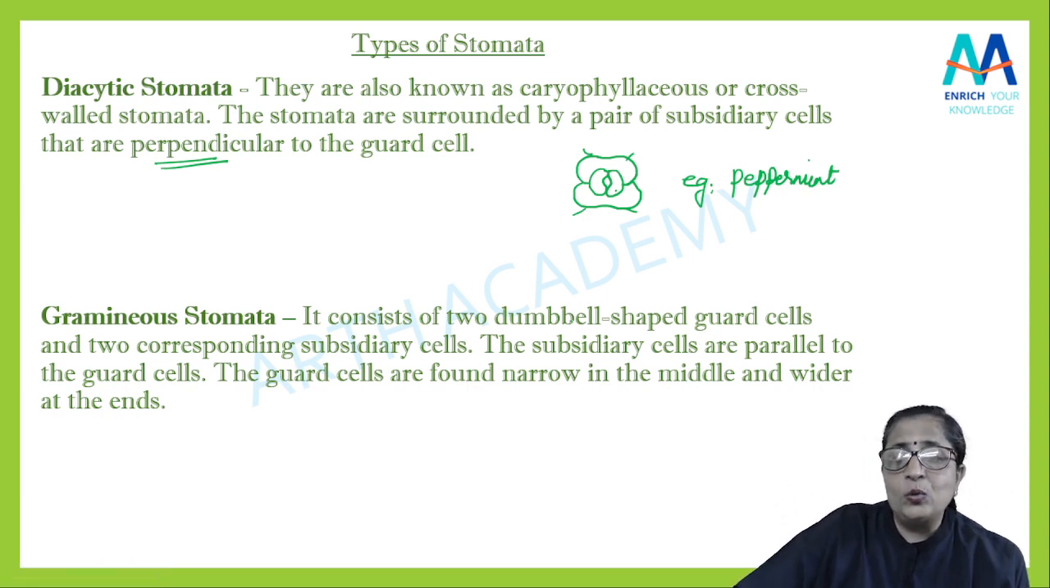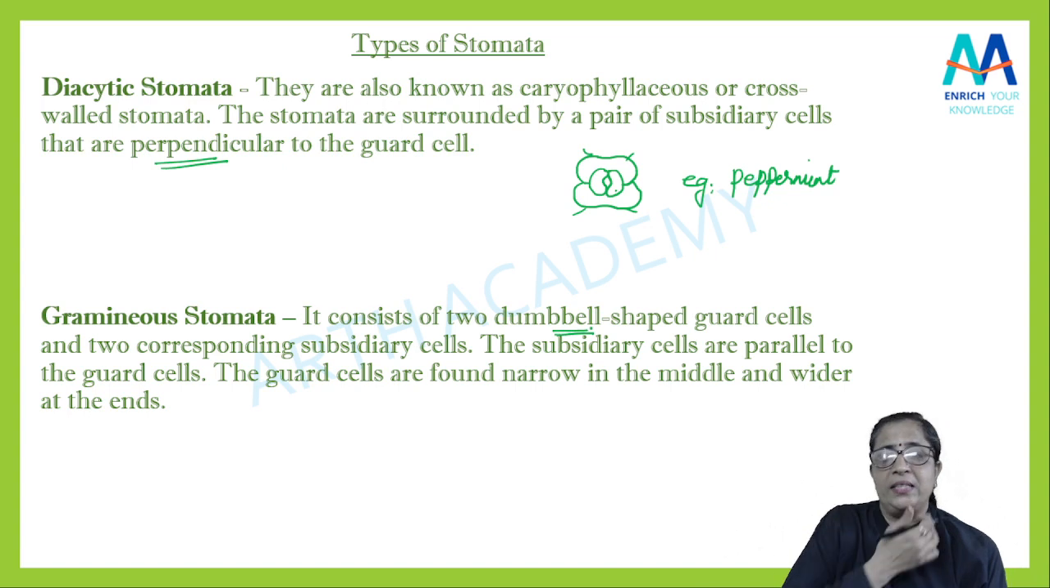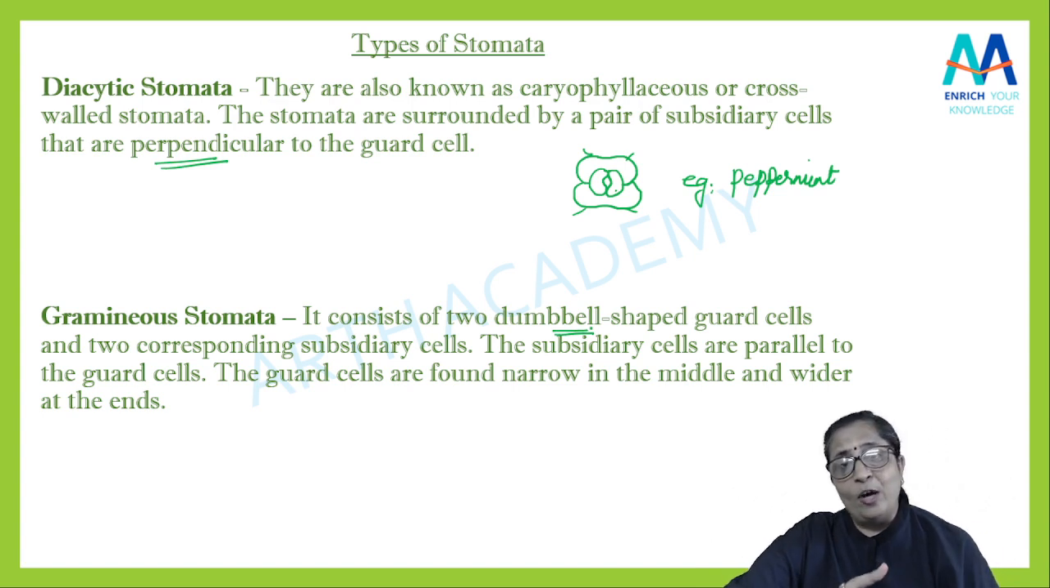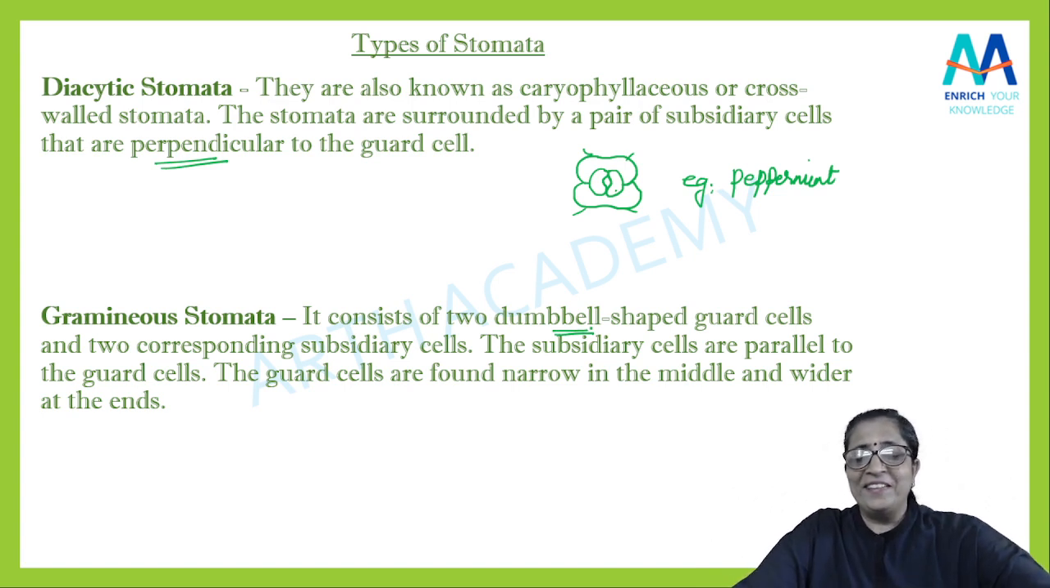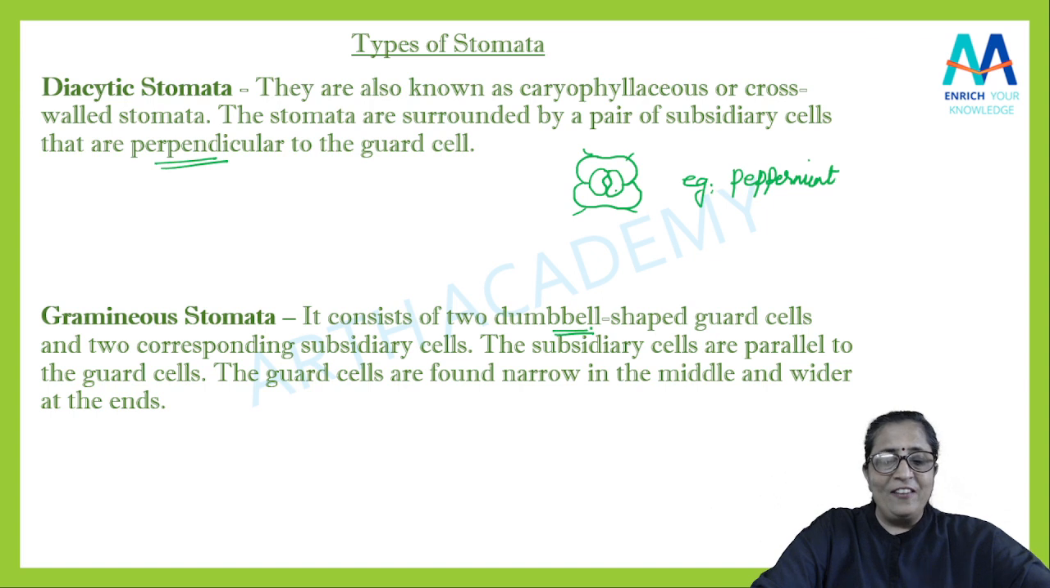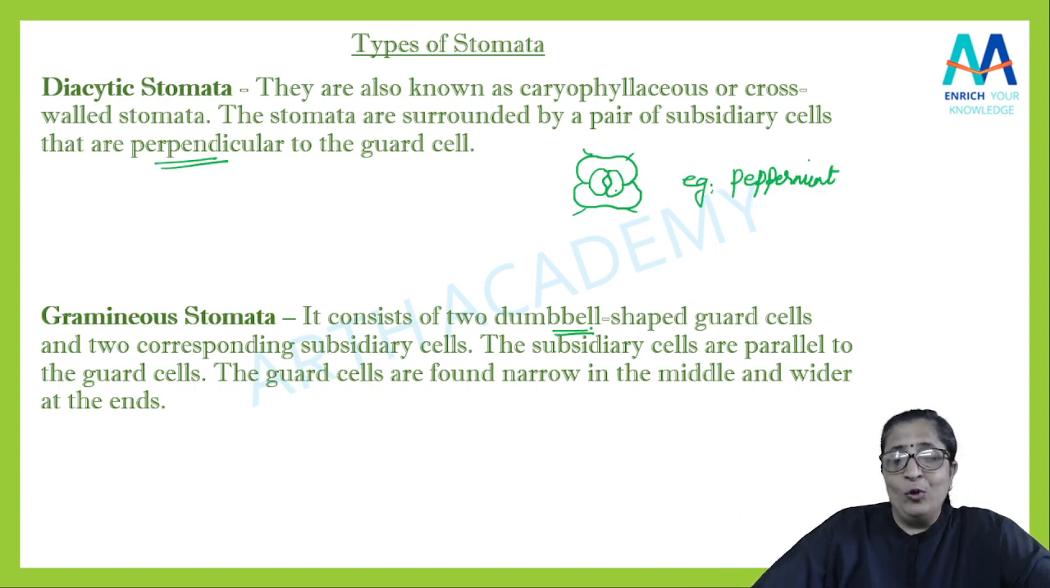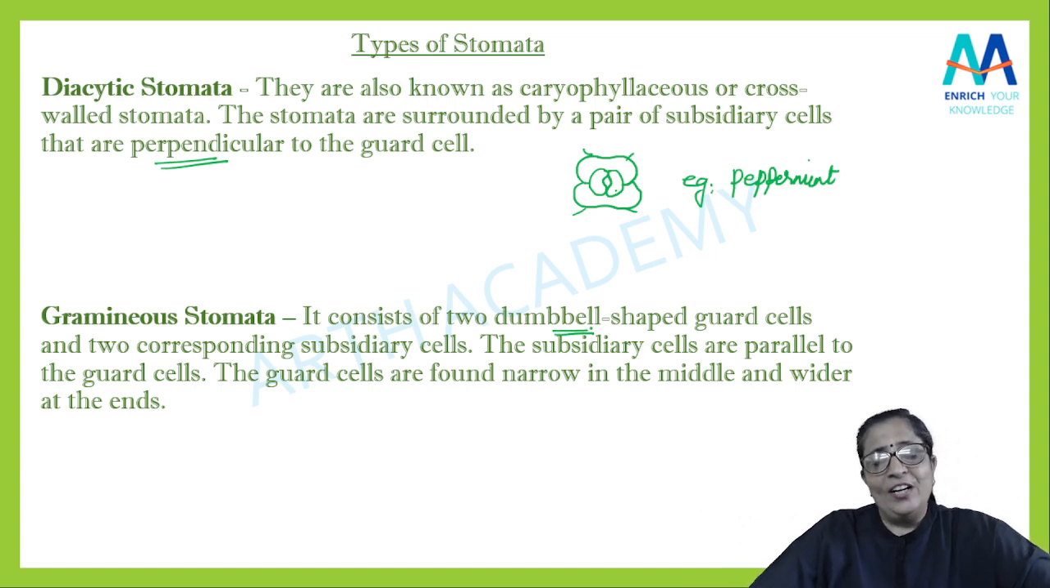It consists of two dumbbell shaped guard cells. यहाँ पर भी दो guard cell रहेंगे, और ये guard cell कैसे रहते हैं? Dumbbell. I told you where the dumbbell shaped guard cells are there. Yes, we have written there. I hope this is clear that you can find the dumbbell shaped guard cells in monocot plants, isn't it? So here also you will see the dumbbell shaped guard cells and two corresponding subsidiary cells.